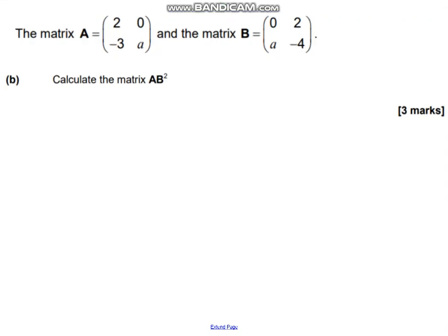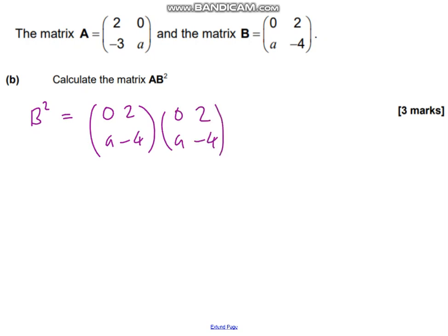Okay, so now we've got to do AB squared, so I'm going to do B squared first. So B squared, that's going to be 0, 2A, minus 4 multiplied by itself, and then multiplying that together, so 0 times 0, 2 times A is 2A, and then we're going to get 0 times 2 and 2 times minus 4, so minus 8, and so on, giving us minus 4A and 2A, and then minus 4 times minus 4 is going to give us plus 16.